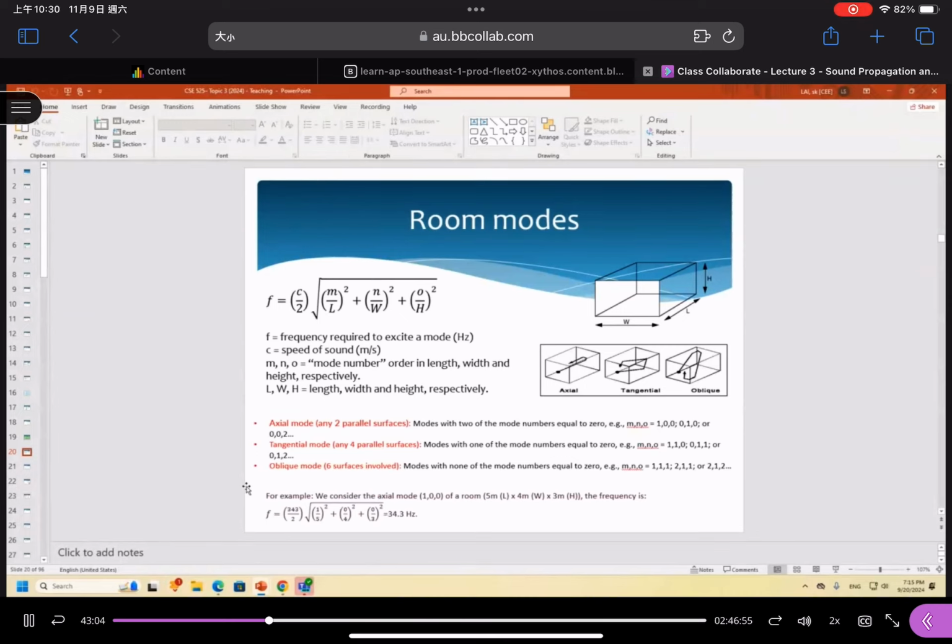If the effect involves 6 surfaces, we call this one the oblique mode. In this case, m, n, and o must not be 0. Let's say we consider the axial mode 100 that can be generated inside a room where the room dimensions are 5 meters times 4 meters times 3 meters. The fundamental frequency is this one. When you refer to this equation, we set m equal to 1, and n and o are 0. So that's 34.3 hertz. This is the first mode.